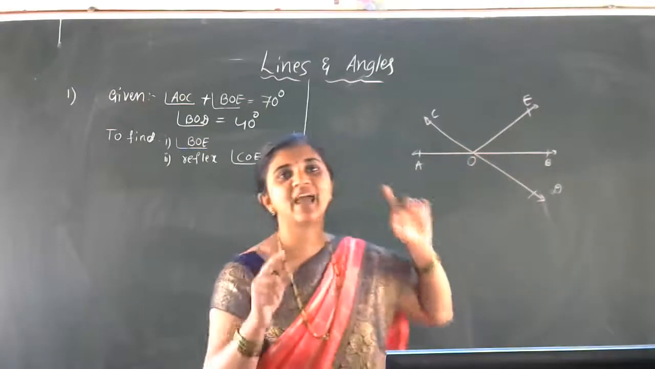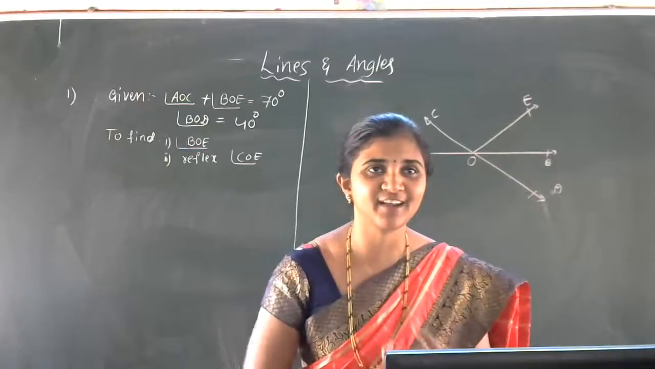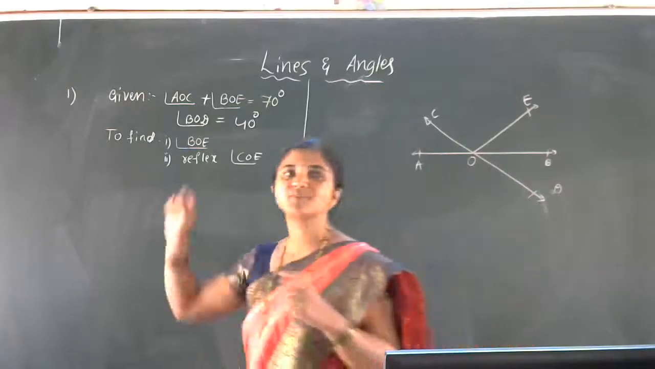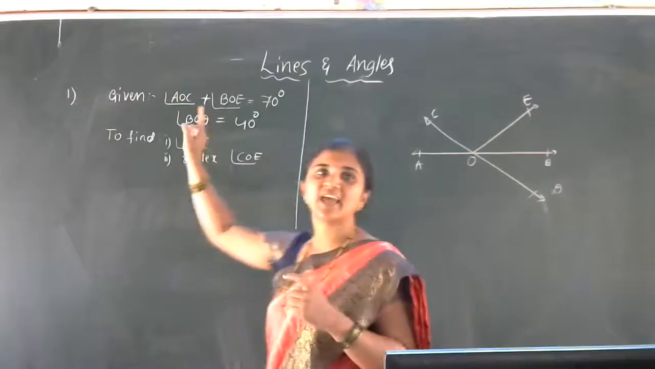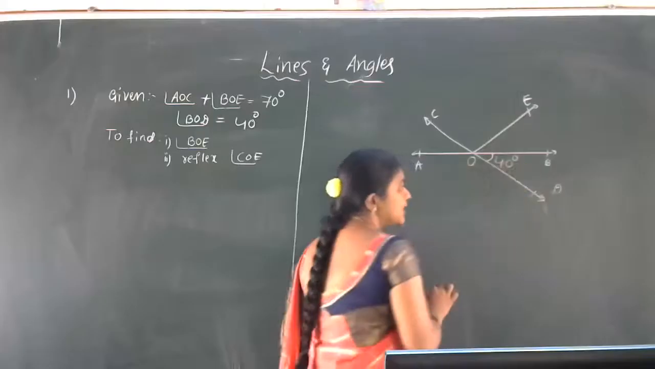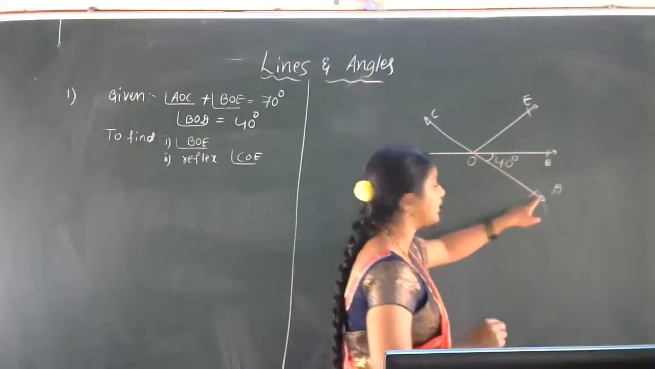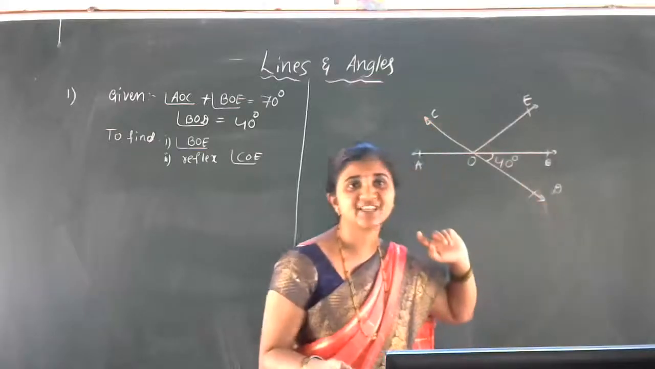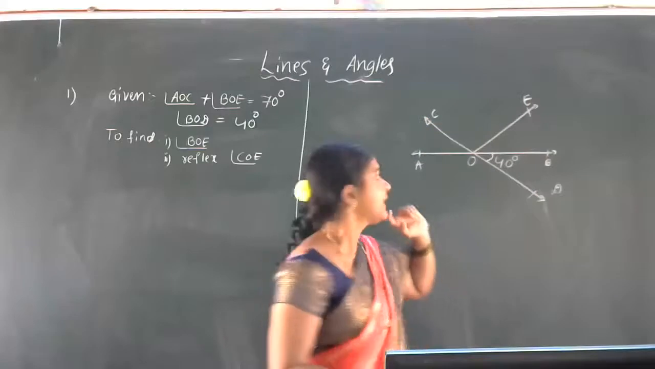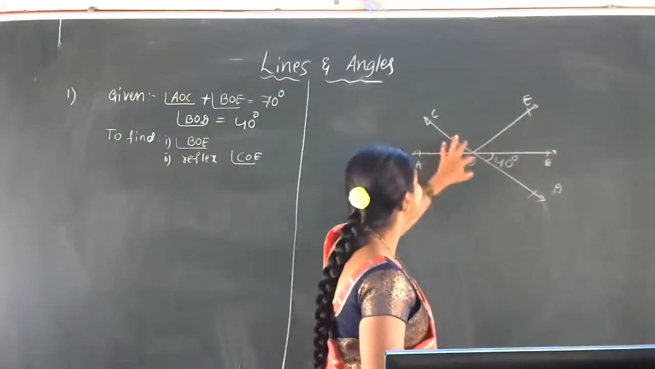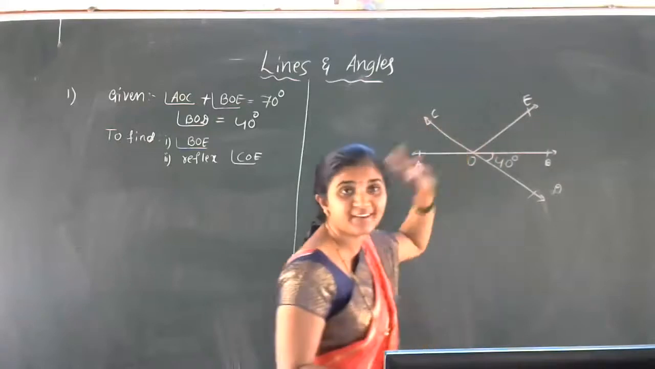Whenever two lines intersect each other, their vertically opposite angles are equal. One more thing you have to observe: one angle is given. Which angle? Angle BOD is 40 degrees. Can we name it here? BOD is 40 degrees. The AB line and CD line intersect each other at point O, so vertically opposite angles are equal. Now you can take angle AOC also as 40 degrees, right?